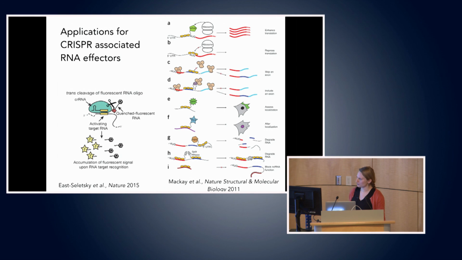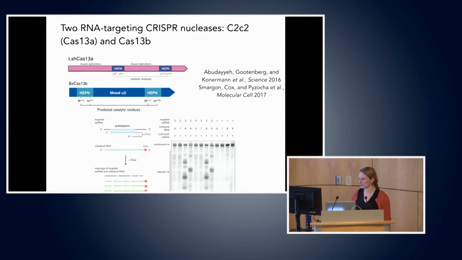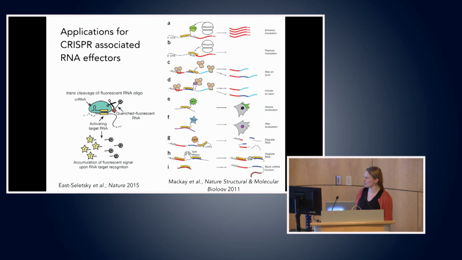And so the collateral effect could definitely be useful as a diagnostic. If you have a pool of RNA, you're trying to see if there's a certain RNA that's available or within your population, you could screen for that, and that has been done in this paper here. Also, these proteins, if you knock out their HEPN domains, become very nice.